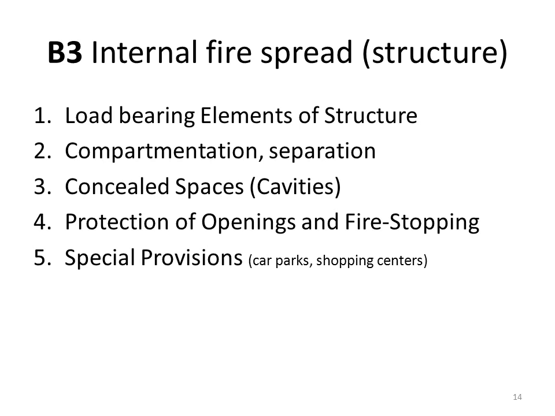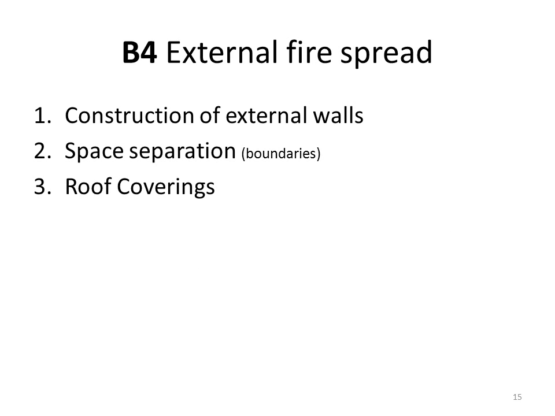B3, internal fire spread on the structure of the building. This would include load-bearing elements of the structure, compartmentation or separation, which is required in buildings to make sure that fire doesn't spread from one section of the building to another. Concealed spaces, cavities, that's included in cavity walls, protection of openings and fire stopping, and special provisions also for car parks and shopping centres.